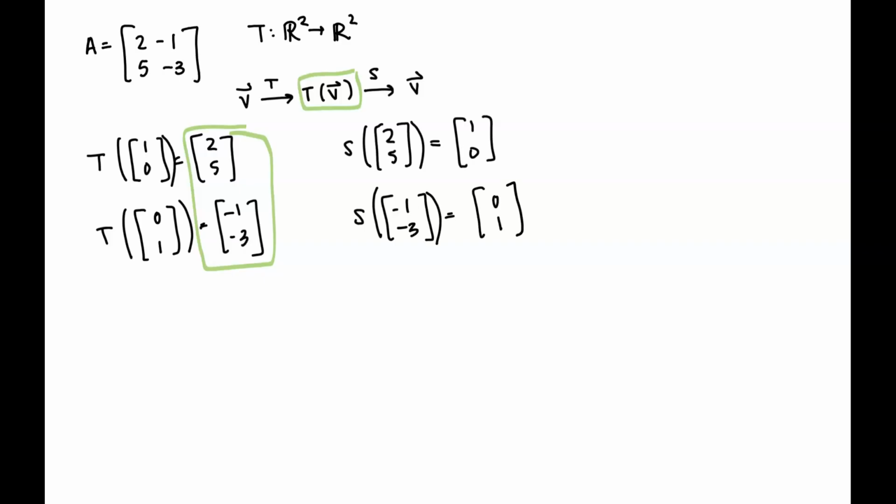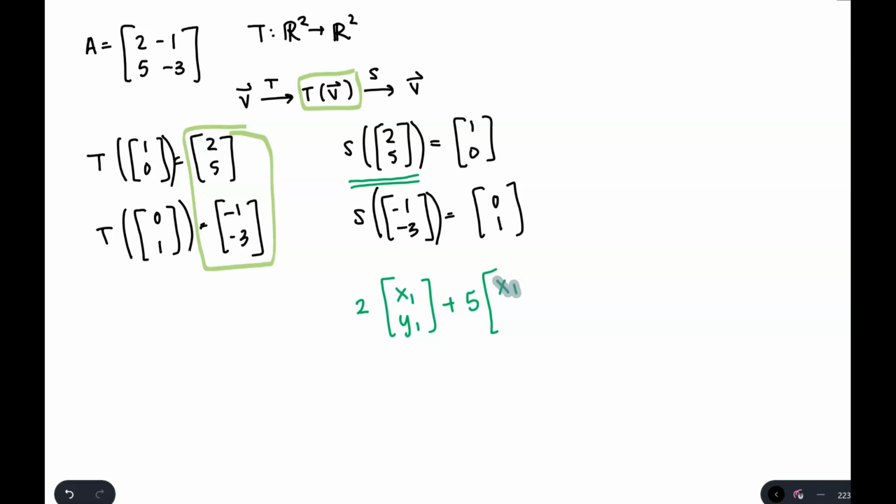Okay. Now here's where things get weird. Because we want to define this in terms of the standard basis and not in terms of some weird basis that is really hard for us to think in. And so we have to realize that when we figured out what S or what a map was from a vector, we could just rewrite this as 2 times our vector, so whatever x1, y1 we had, plus 5 times some other vector, x2, y2.